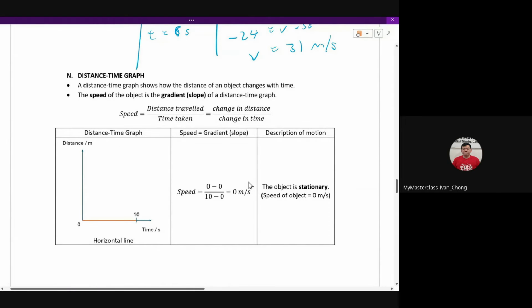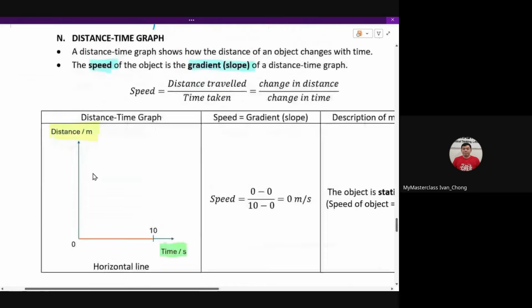Next, another way to represent your distance, speed, velocity, and acceleration is by the use of graphs. A graph is a much clearer way to show how your distance, speed, or acceleration all change with respect to time. Most of the time, your horizontal axis will be time. In a distance-time graph, your speed is your gradient, the slope of the graph. So if you take a look at this, what does this graph mean?